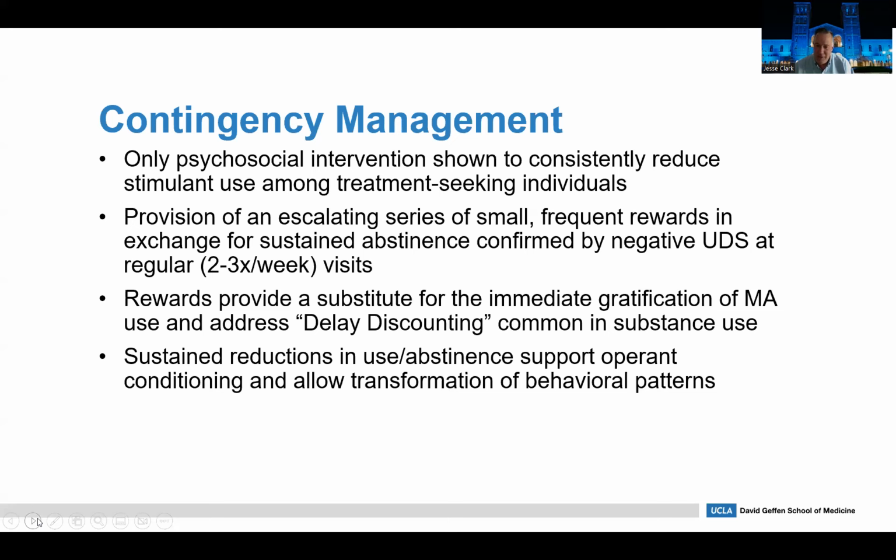With contingency management, the goal is to have sustained reductions in use or abstinence, which will support operant conditioning in the brain, allowing for transformation of behavioral patterns, basically making it a routine. After experiencing these small, frequent rewards that help them cut down or decrease their use, you're creating new patterns of behavior so that they don't resume their previous patterns of use or abuse. Next slide.